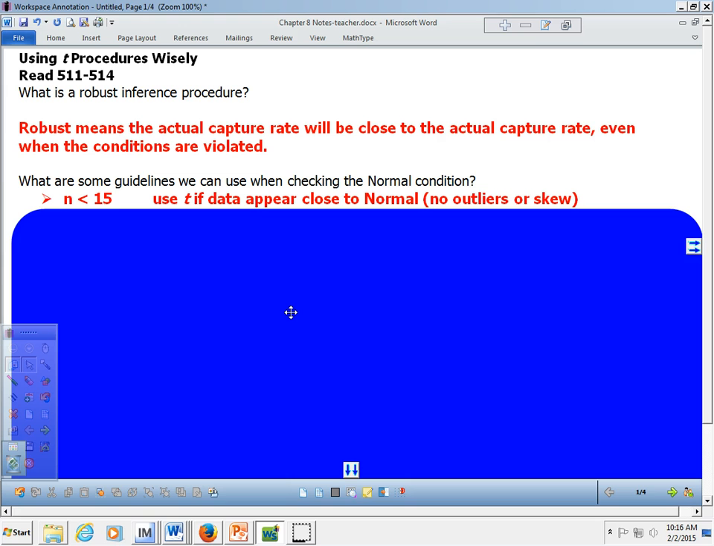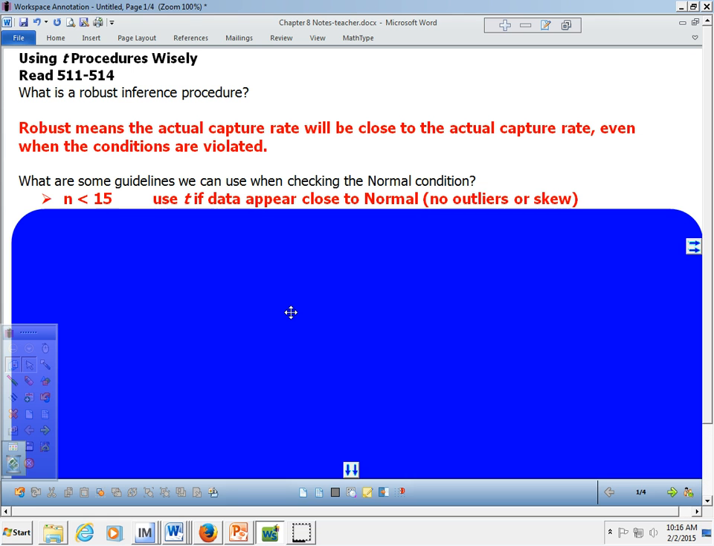And there are some guidelines as far as this normal condition goes, what we can accept as this condition is violated, and what we cannot accept. And a lot of this depends on the sample size.